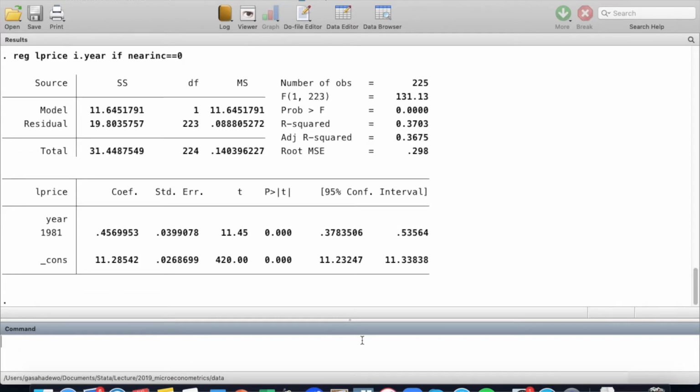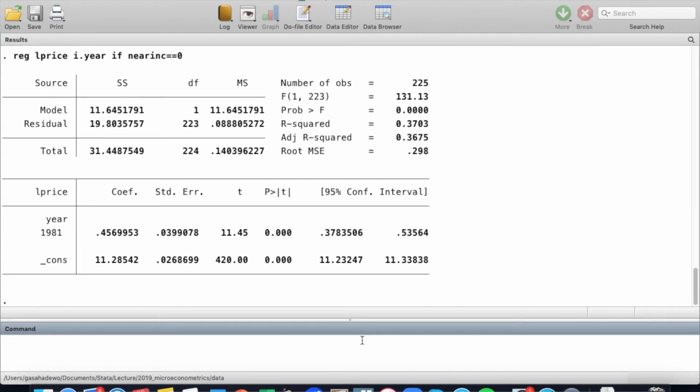Now, the results are as expected. Prices are going to increase between 1978 and 1981. And in particular for this group of houses, the prices increased by 45%. So for houses far away from the incinerator, the increase in prices was 45%. However, for houses near the incinerator, the increase in prices was 39%.